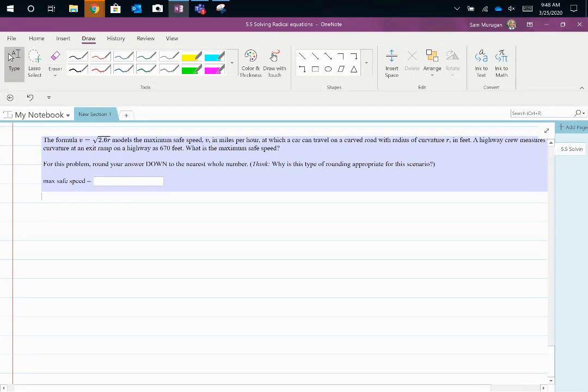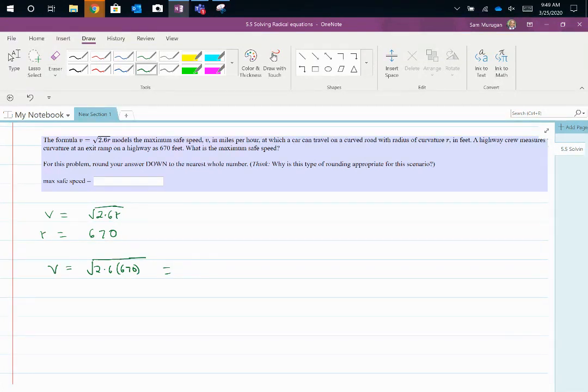So in this case, we've got V is equal to square root of 2.6R. And here we're given R, the radius of curvature, is equal to 670. So you would put 2.6 times 670 into the calculator. Which is the square root of 1742.